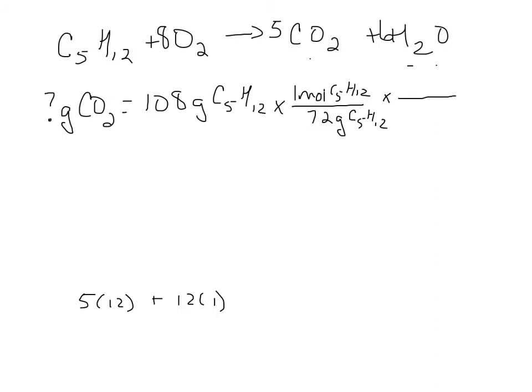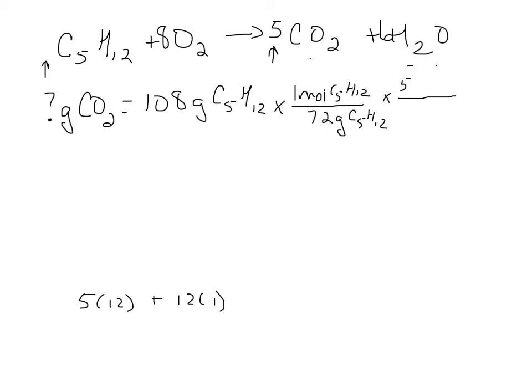Then the next step was to change from moles of what we were given, moles of the known, in other words moles of C5H12, to moles of CO2. And remember, I always said the one we're trying to find goes on top. So we're looking at mole ratios. There's our 5 for CO2 and just a 1 here.